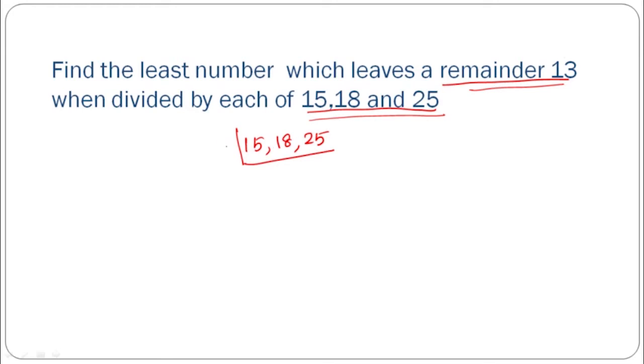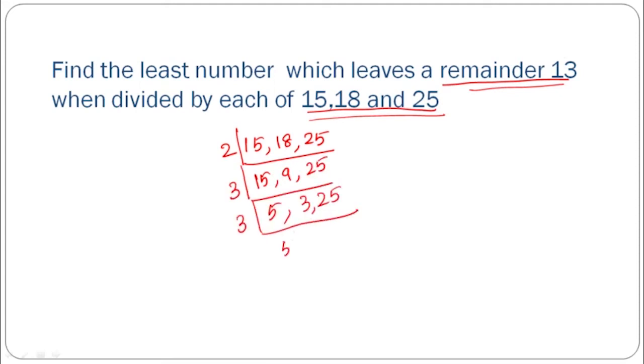Let's find out. Here I can start dividing it by 2 because 18 is divisible by 2. So I'll have 15, 9 and 25, which we take as such. Here you can divide it by 3 again. So you will have 5, 1 and 25, and in the next step it will be divided by 5. Right? 3 is no longer divisible.